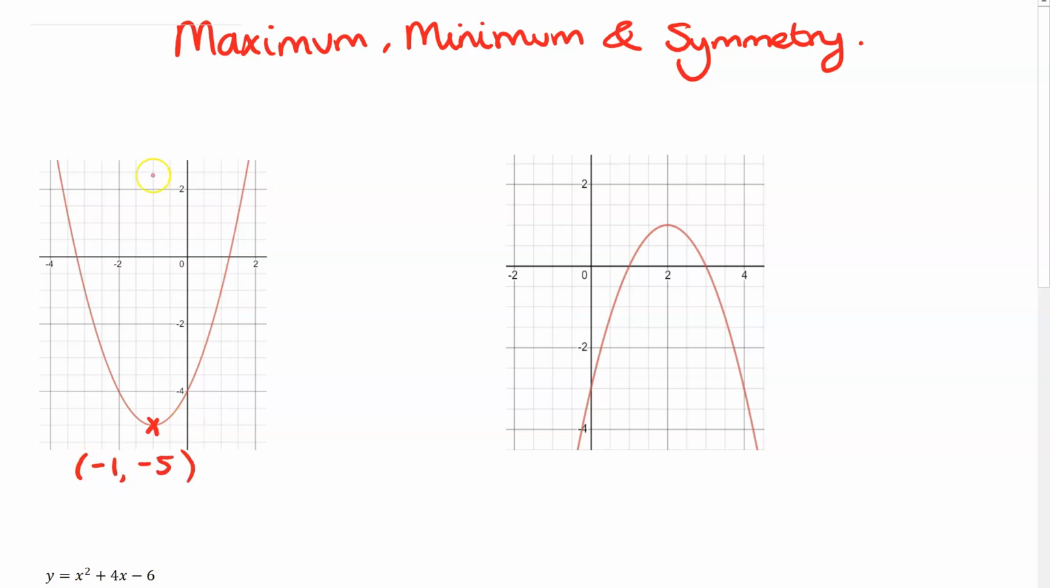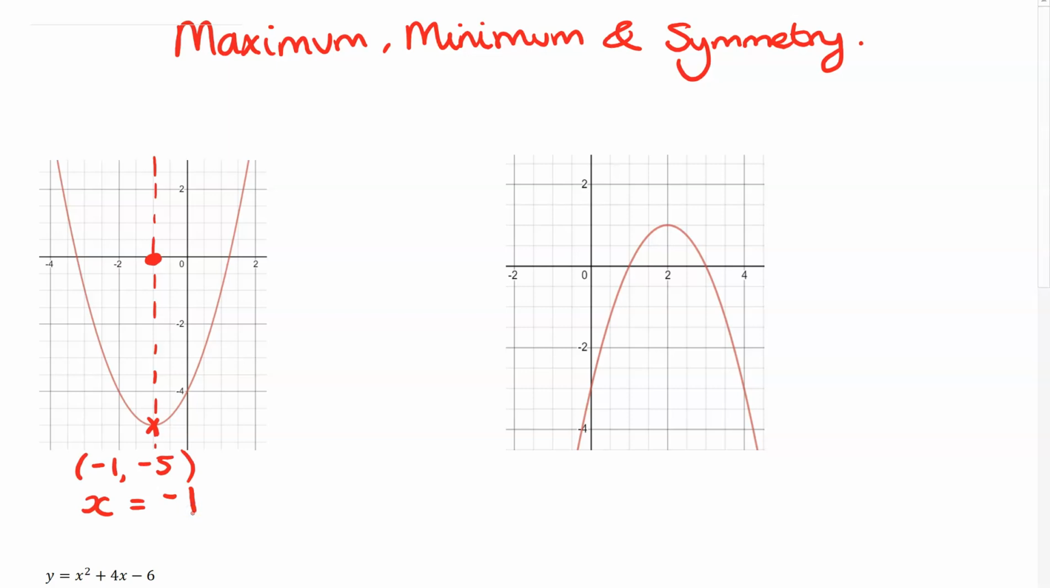And the line of symmetry would be the line that goes through that point. Now it's a vertical line, so it has the equation x equals, and it goes through -1 on the x-axis, so that's the equation of symmetry, or line of symmetry.